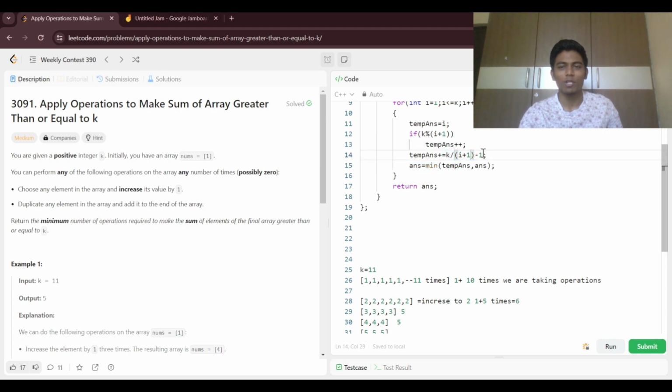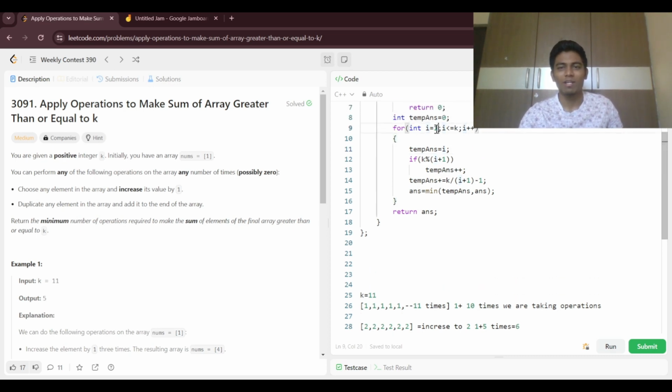Out of this I am going to reduce 1. Why? Because one element is already present, so we do not need to do this operation again. So this operation is how many times we need to increment this value. Suppose I take i equal to 1, that means I am going to increment the value present in the nums to 1. Suppose I take it as 2, then I am going to increment by 2. That means 1 plus 2 is going to be 3. So for this 3, I am going to take only 2 operations to increment.